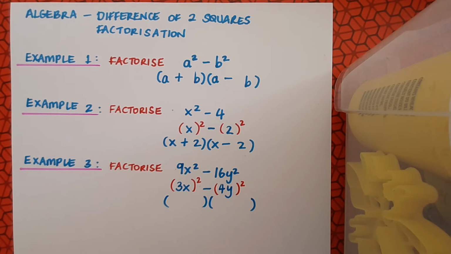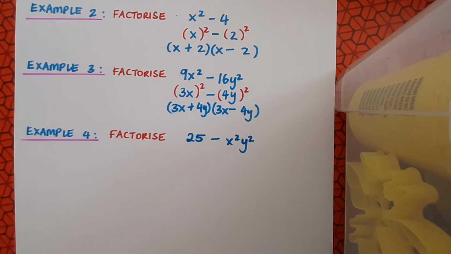So I write down my two sets of brackets. The term in the first bracket will go into the beginning of each. The term in the last bracket will go into the end of each. One's a plus and one's a minus. And that's my answer for example 3.